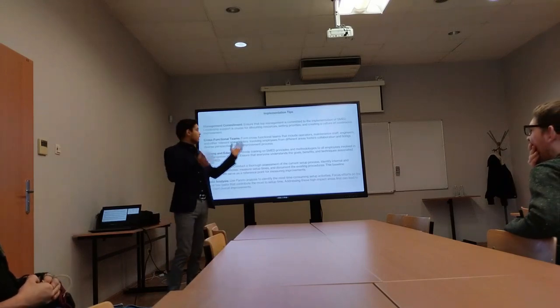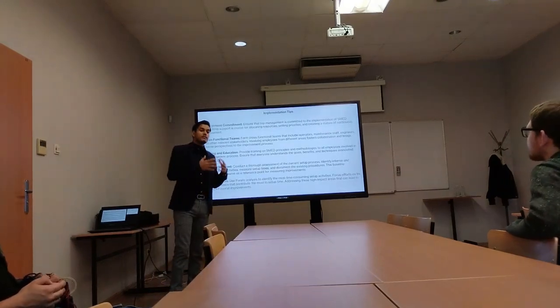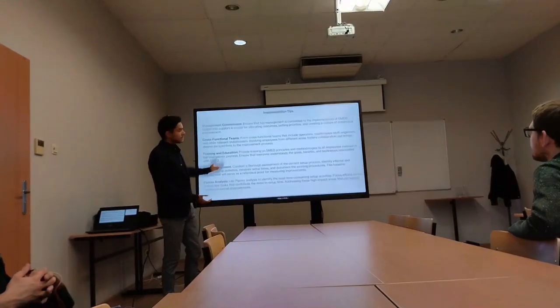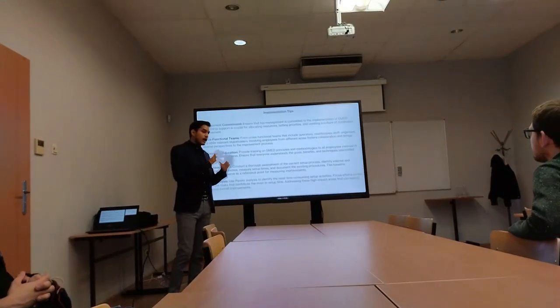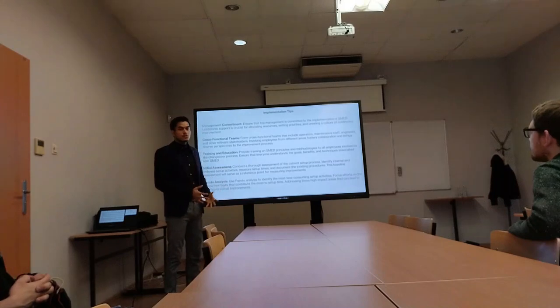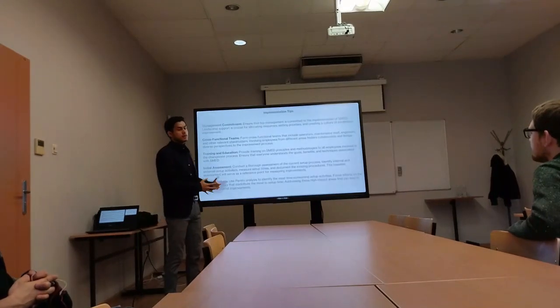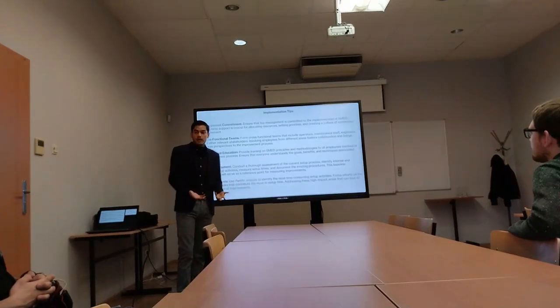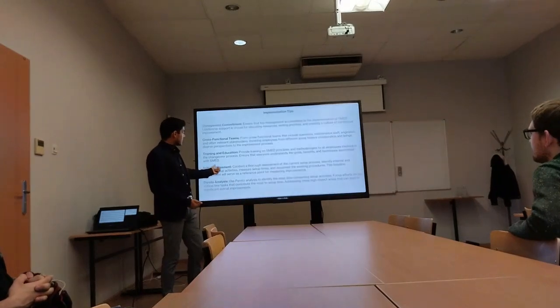Then we have training and education. If we have gathered the cross-functional teams, we need to provide them training and education regarding the SMED method, to highlight the objectives, the aims, and the motive: why the SMED method is being applied and what the benefits of it will be. Then we have initial assessment.